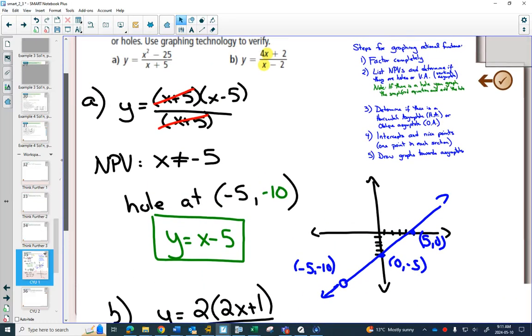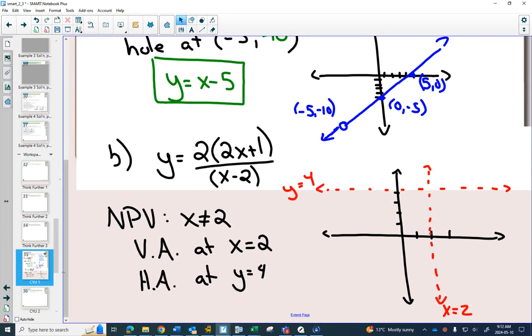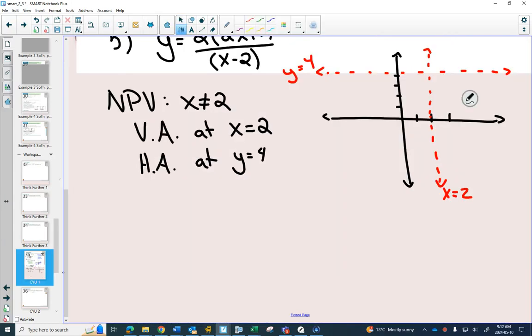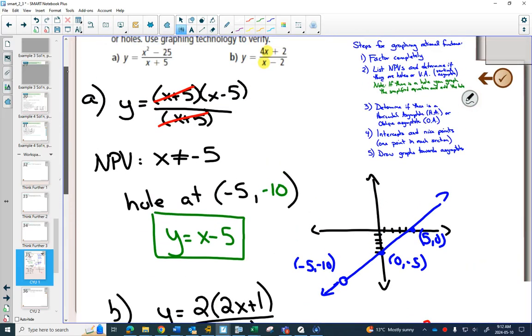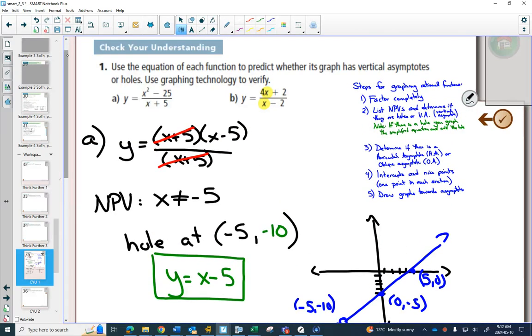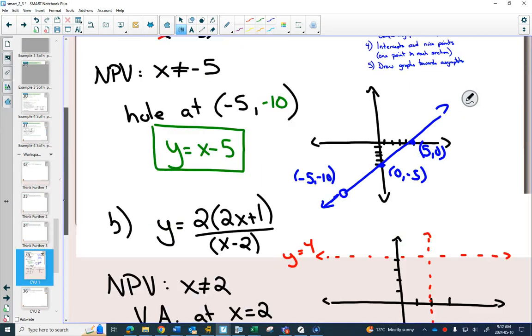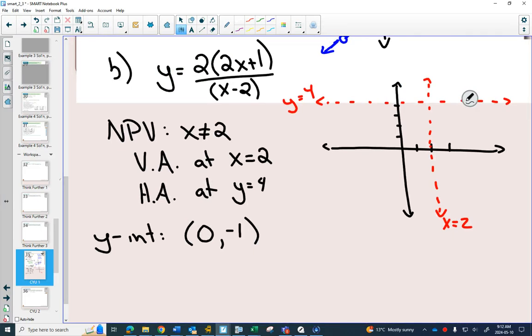Next, step 4. Label your intercepts and your nice points. You will always find the y-intercept the easiest because you plug in 0 for x. I often like to go back to my original equation for this. Both those yellow highlighted parts would go away if x was 0, right? So we just get plus 2 over minus 2, which is negative 1. Draw that dot in, (0, negative 1).